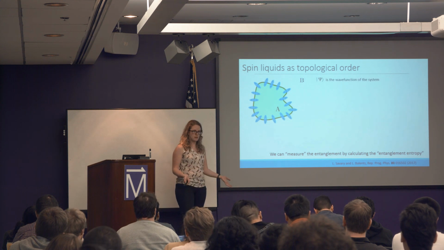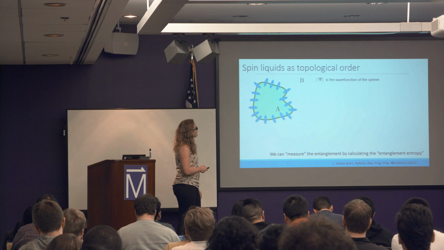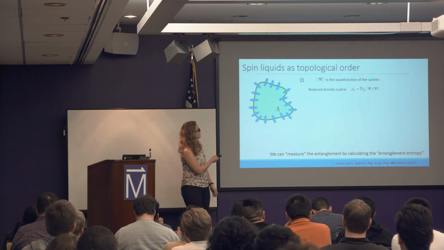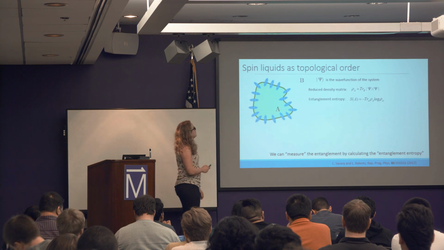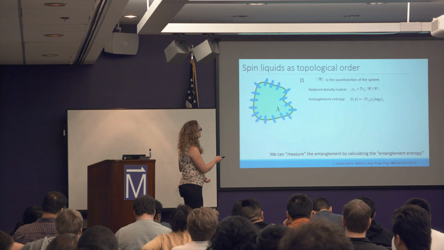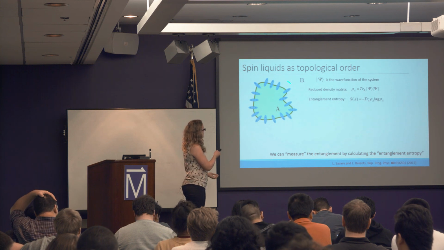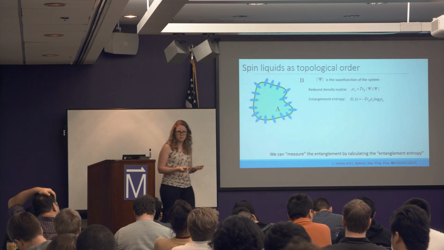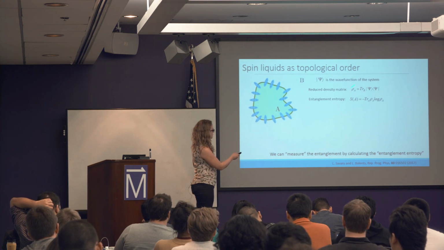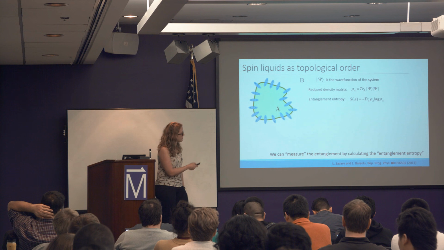And I know the ground state wave function of my system. So I can use this to calculate the reduced density matrix by tracing out all of the degrees of freedom in B. And then I can use this to calculate the entanglement entropy, which depends basically on how I've partitioned my system into two shapes. So this is the trace involving the reduced density matrix.